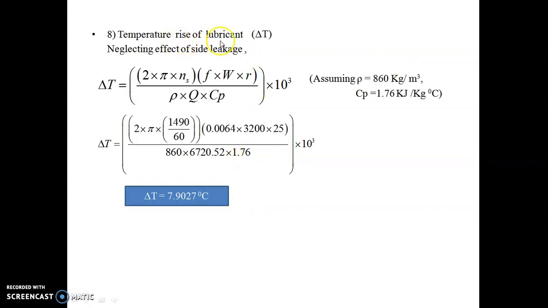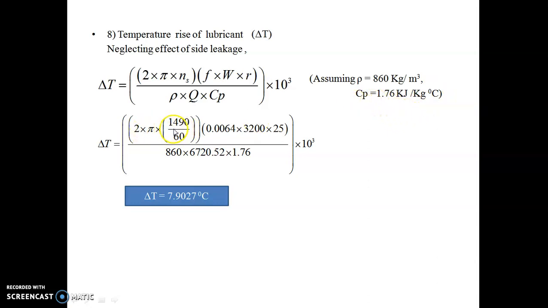Next, temperature rise of lubricant delta T, neglecting the effect of side leakage. Here side leakage is not considered. So we'll get the equation delta T is equal to 2 pi ns into F into W into R upon rho into Q into Cp into 10 raised to 3. Rho is the mass density of oil and Cp is the specific heat of oil. Here we consider rho is equal to 860 kg per meter cube and Cp equal to 1.76 kilojoule per kg degree Celsius. For most oils these values are there, so you can consider these.